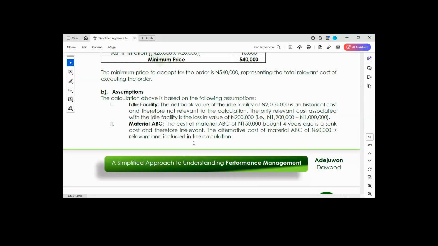Let's see. Let me know if you can see my screen. Yes, sir. Okay, so you need to state your assumptions.